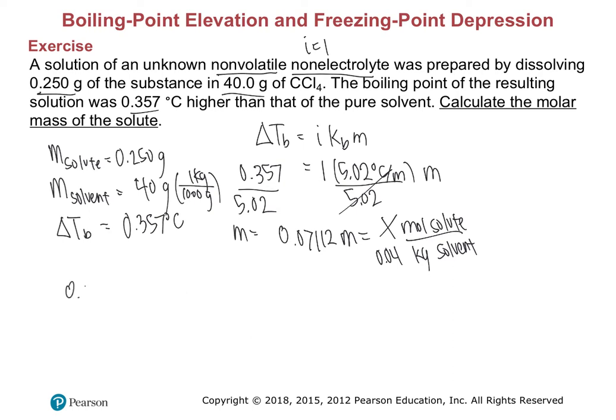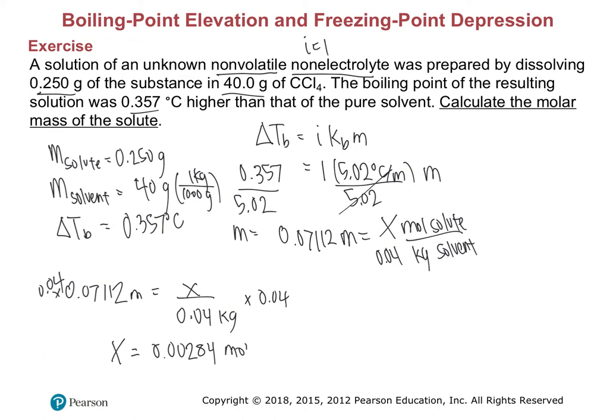So now I have 0.07112 molal equals X over 0.04 kilograms. So I'm going to times by 0.04 on both sides to get X by itself. So 0.04 times by 0.07112 equals, so X, or my moles of solute, is 0.00284 moles. Now, molar mass is what we're finding, and that's grams over moles.